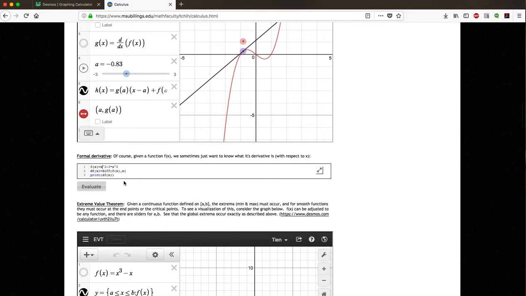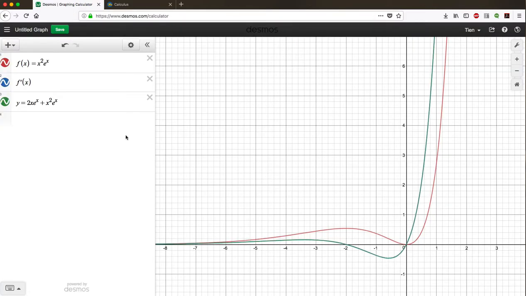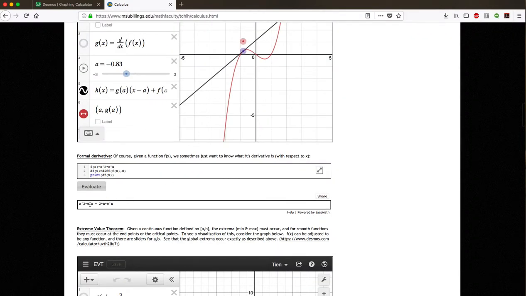And so the function I want is x squared times e to the x. And if I evaluate that, it should give me x squared times e to the x plus 2x e to the x, which is just a switch of this thing here. And of course, addition is commutative, so that makes sense. So this is a way you can also check your answers and compute the values of derivatives to see if you're on the right track.